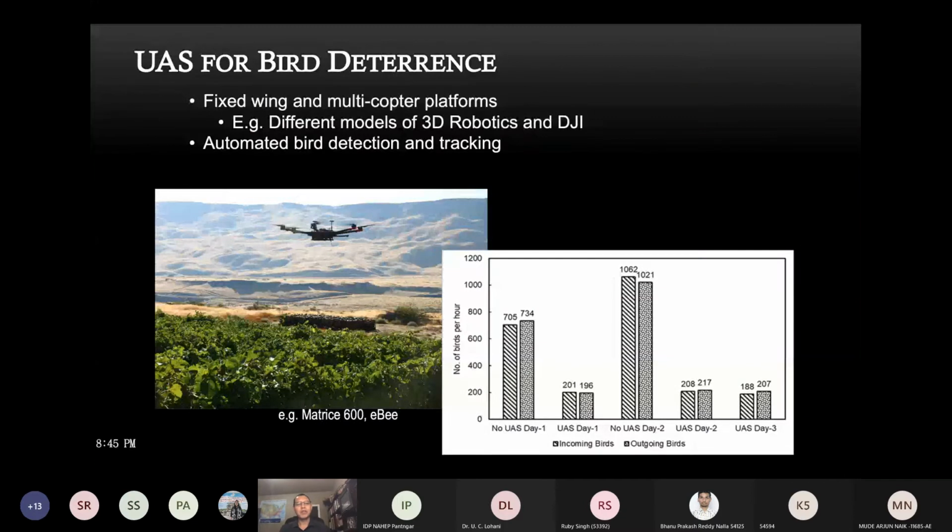Another example of our research and development includes application of unmanned aerial systems or drones in agriculture. In this specific example, we see a bird deterrence system. We have used these drones to fly around vineyards and orchards and blueberry fields, and have seen a substantial reduction in bird activities compared to when these kinds of drones are not flying.